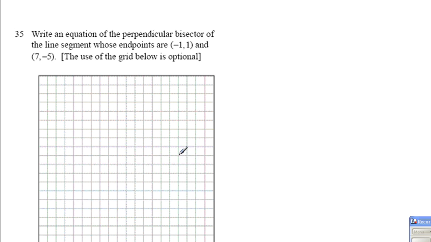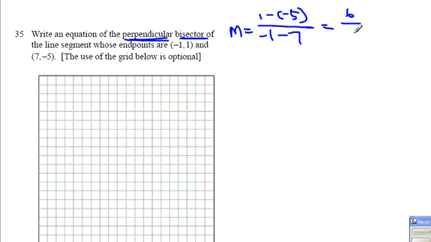Alright, number 35. Write an equation of the perpendicular bisector. So perpendicular, we need the slope. Bisector, that means we need the midpoint. The slope of this line is 1 minus negative 5, y2 minus y1, over negative 1 minus 7. So here we have 6 over negative 8, which is equal to negative 3 over 4. The slope of the perpendicular line would then be 4 over 3.